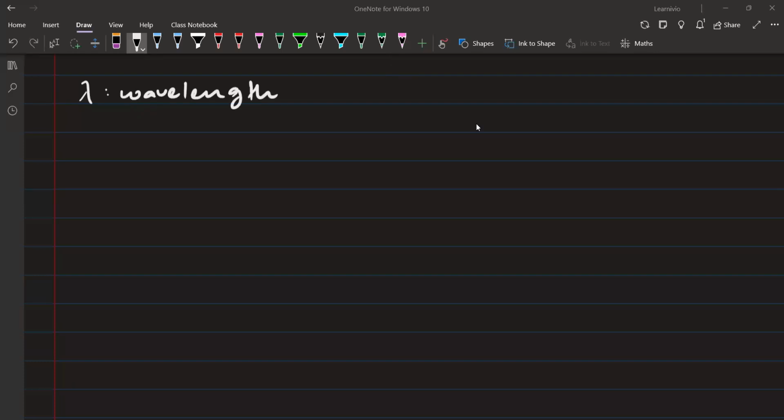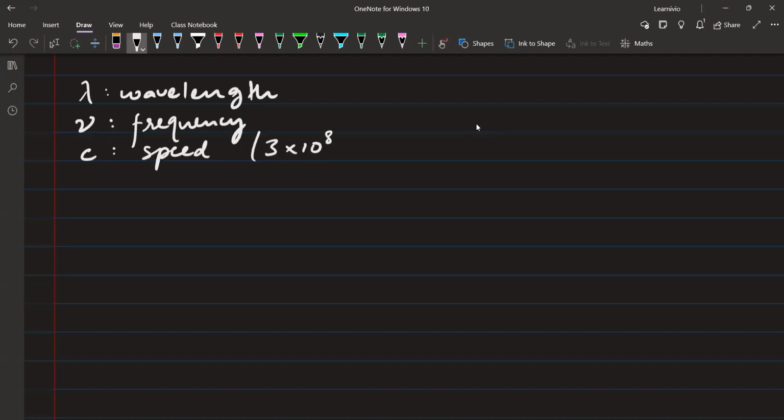So lambda is for wavelength. Then we have nu. It looks like V, but we call it nu, and this is the frequency. Then we have C. It tells you about the speed. The speed for electromagnetic waves is 3 into 10 to the power 8 meters per second. This is the speed by which all the electromagnetic waves move, that is the speed of light. And we have wave number.